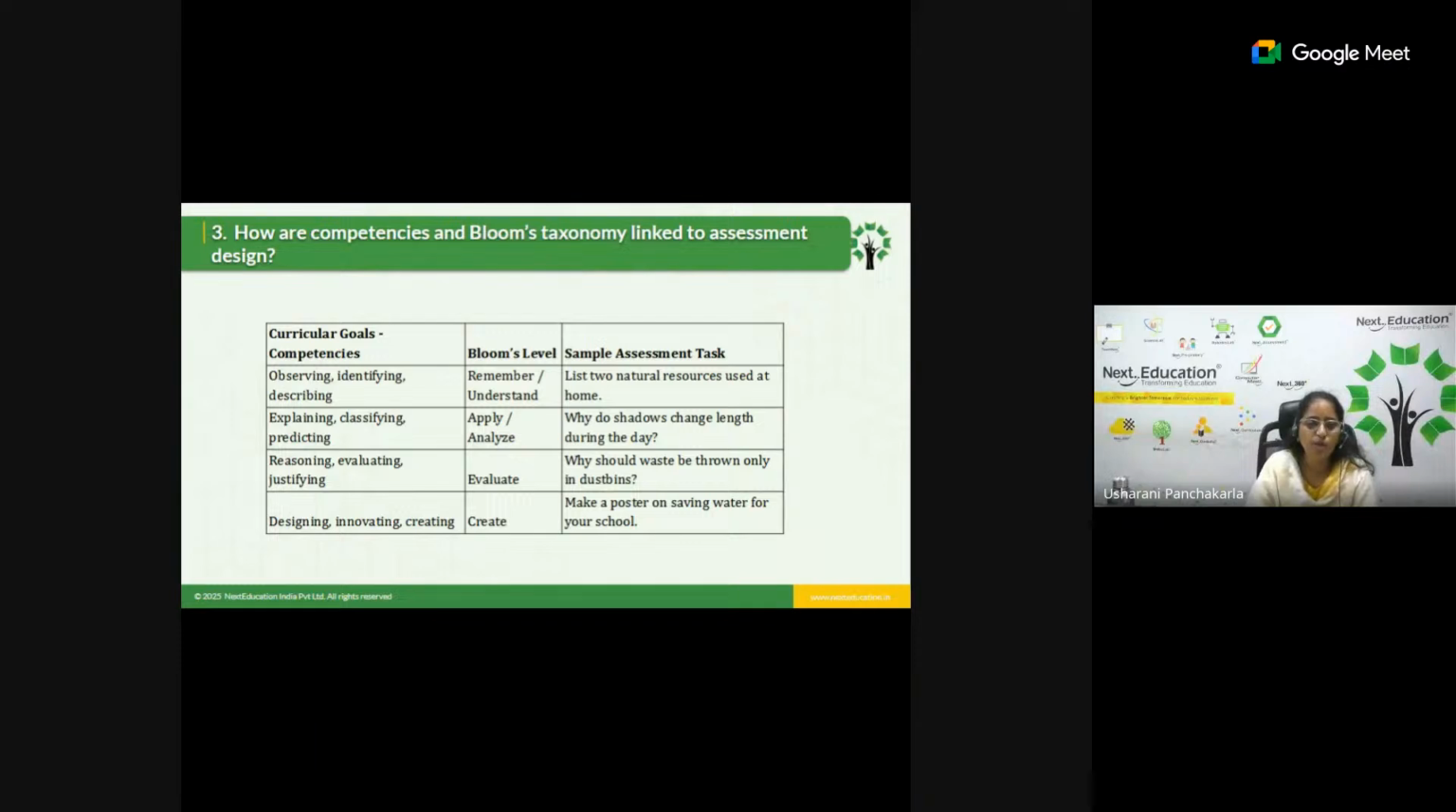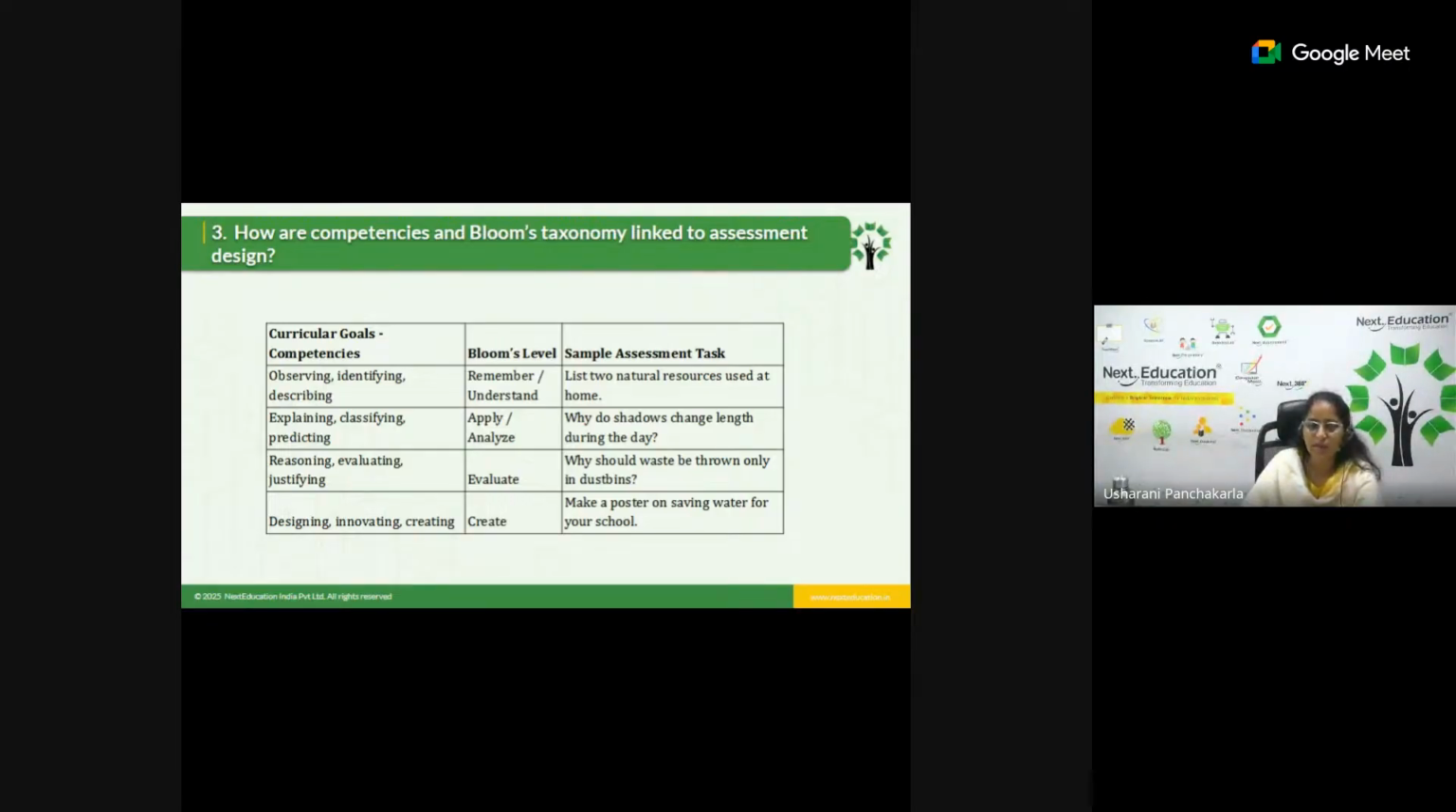Next, how are competencies and Bloom's taxonomy linked to assessment design? Here you see the curricular goals. Like in the preparatory stage, you have foundation, 5 plus 3 plus 3 plus 4. Right now we are speaking more about the preparatory stage and even the middle stage. And these are the curricular goals or competencies you can see: observing, identifying, and describing, which is very much related to the remembering and understanding levels of Bloom's taxonomy.